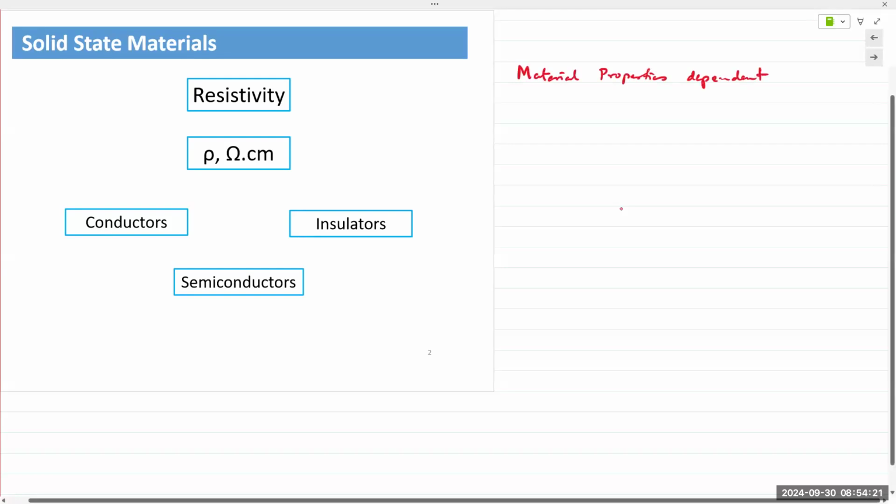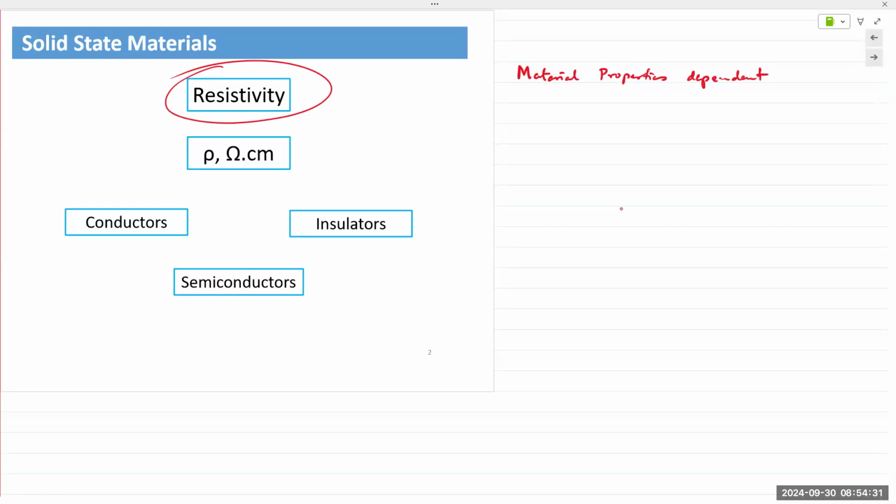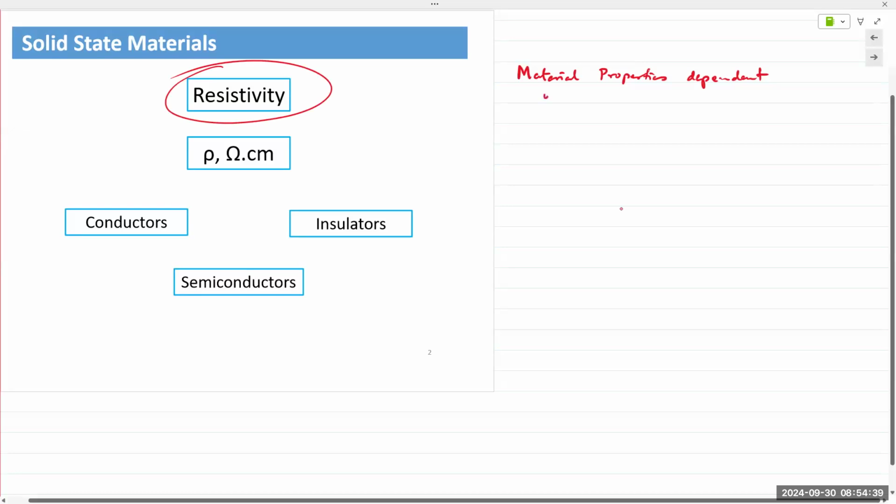The one that we focus on for our course and for electronic devices is resistivity. Resistivity is a material property of every element, and it is highly temperature dependent. So material properties in general are dependent on temperature, pressure, humidity, etc. But the one that we are interested in is highly dependent on temperature.